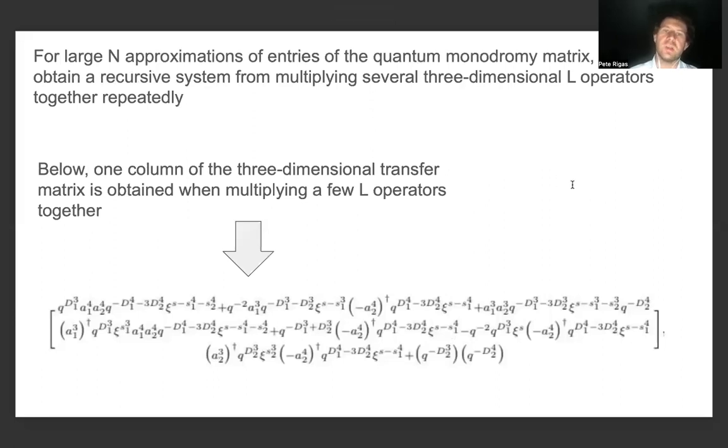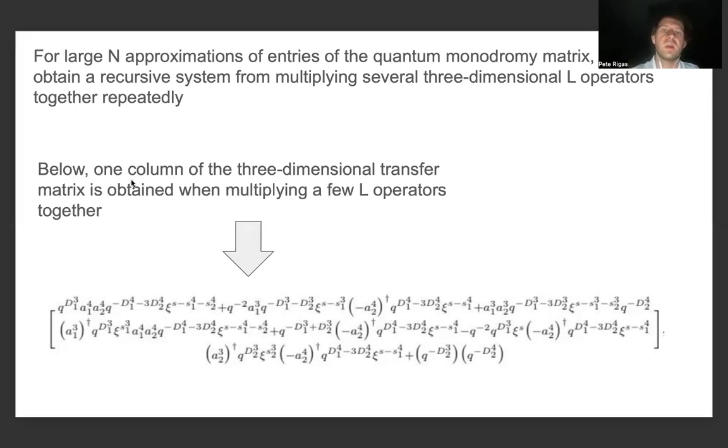And so for large n approximations of the entries of the quantum monodromy matrix, one must obtain a recursive system from multiplying several dimensional L operators together repeatedly. And we have been mentioning this a couple of times throughout the presentation, establishing concretely more of the types of connections from the 2-dimensional case.